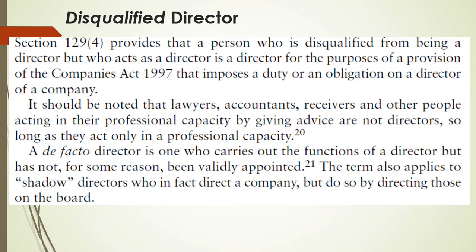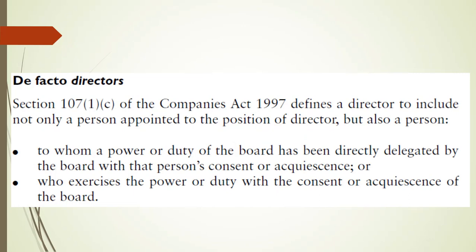A de facto director is also known as a shadow director. They are in fact directing the company or may have an influence on directing the board, but basically they are not appointed as a director. In section 107(1)(c) of the Companies Act 1997, it defines a director to include not only a person appointed to the position of director, but also a person to whom a power or duty of the director or of the board has been directly delegated by the board, with the person's consent or acquiescence, who exercises the power or duty with the consent or acquiescence of the board.